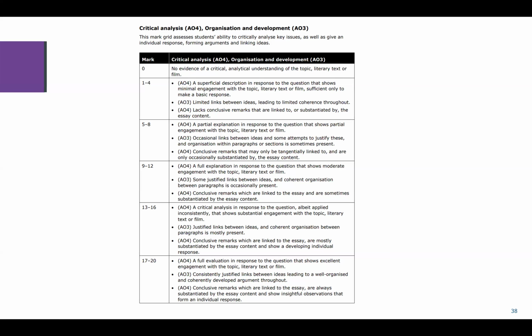And there should be some conclusive remarks which are linked to the essay. So this is talking about the conclusion at the end. You should have this sort of summative view at the end. And these conclusive remarks, they don't need to go on forever. It should just be reflecting back on what you've written and establishing what you think is happening here, what you feel about it, and that they can be substantiated by what you've written in your essay. It's not the time to start talking about something completely different.